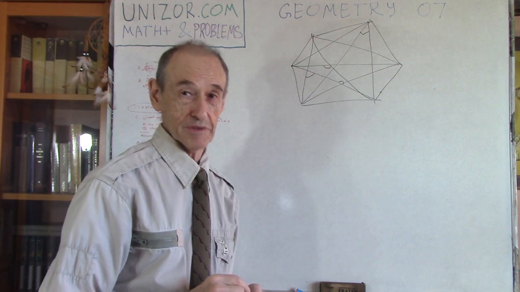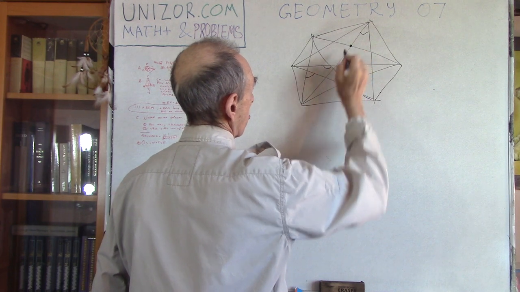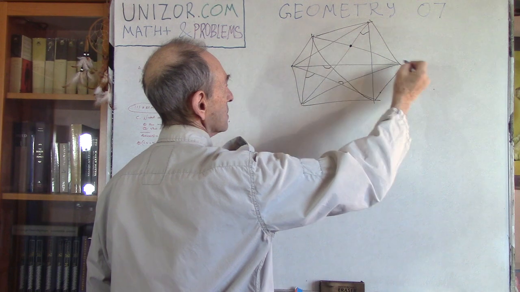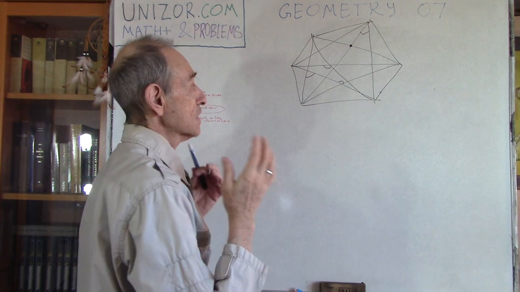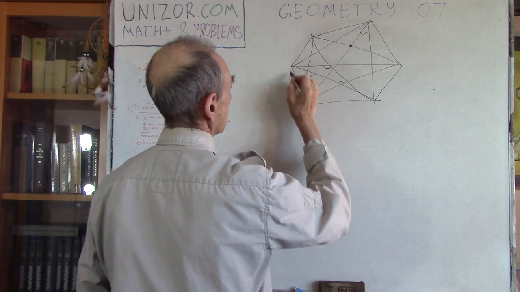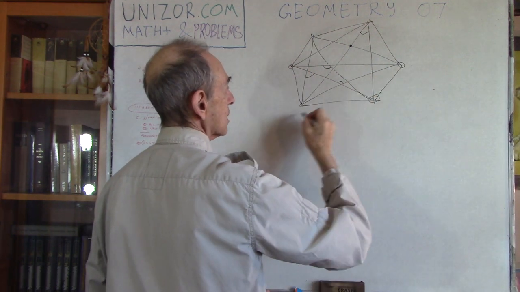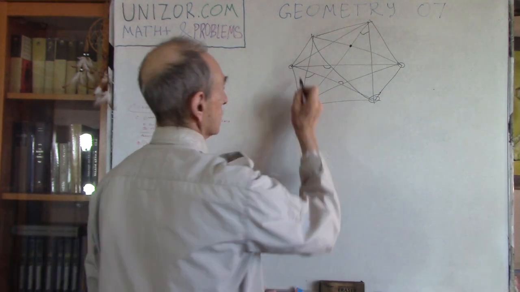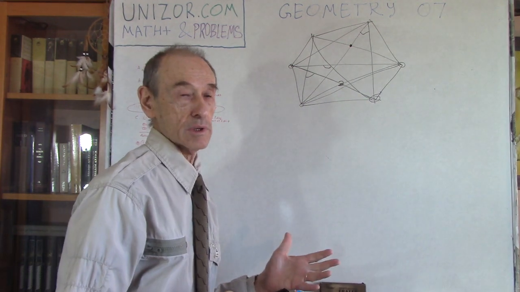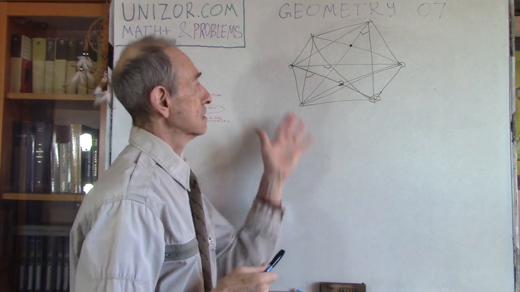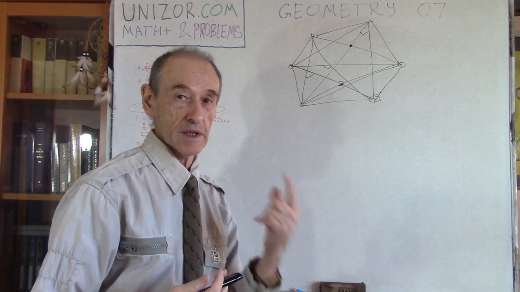Well, apparently it's not really very difficult, because any intersection, let's say this one, is formed by two diagonals from four different points. So if you take any four points, I'm talking about vertices, this, this, this, and this, this is a quadrilateral. This is a diagonal, and this is a diagonal, and this is a point of intersection. So any quadrilateral which can be formed from these, in this case, six vertices of the polygon, would generate one intersection point.